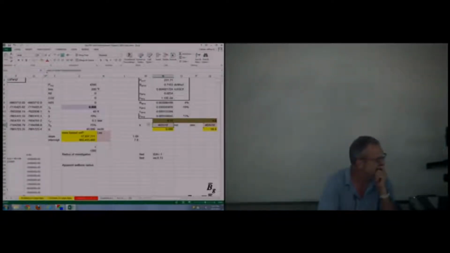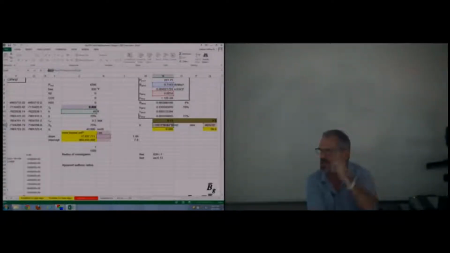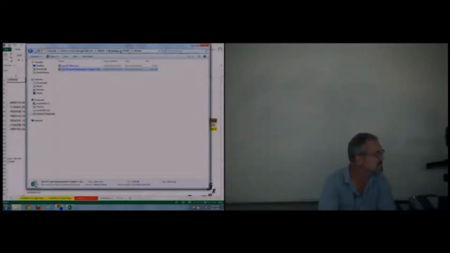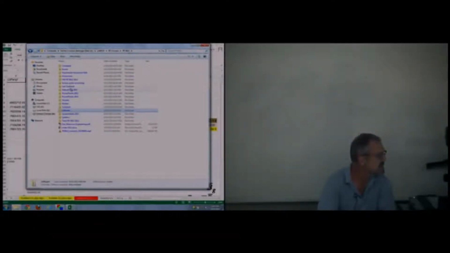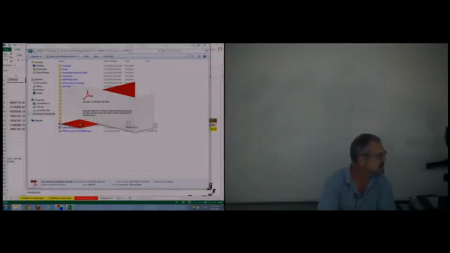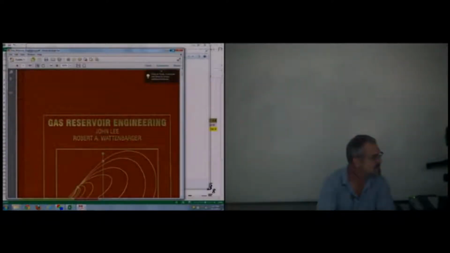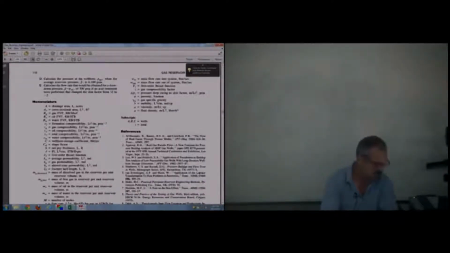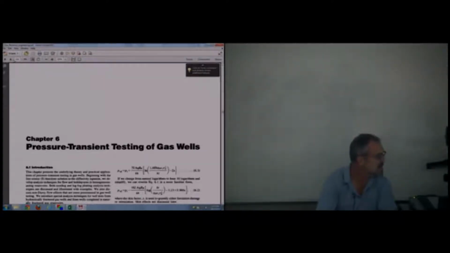I can see up here in my formula bar that this 162.6 is that leftover oil equation that I used on that previous equation. I'm going to open my textbook and start copying over the equations that we're going to use for pseudo pressure. What page are we on? 120? Probably about 130.